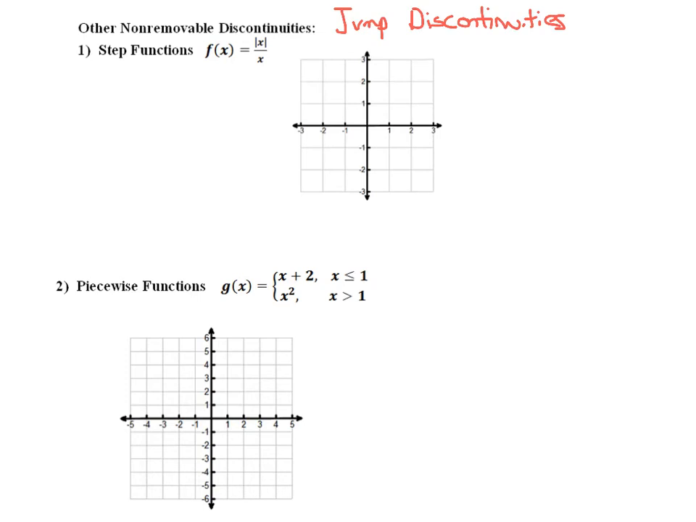So for number 1, I've got a step function. Think back to pre-calculus and some of the times that you ended up with a step function. This may not be one that you've seen before, however. I've got f of x is equal to the absolute value of x divided by x. So we want to get a feel for what this graph looks like. I want to go ahead and make a table of values, noting that my function clearly is going to be undefined at x equals 0.